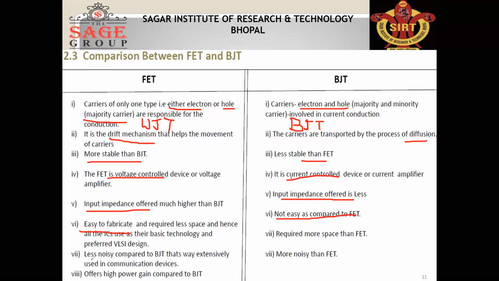FET is less noisy as compared to the BJT, but the BJT is more noisy. It produces more noise in the amplified signal. So this is the difference between the BJT and FET. These are the important features between the BJT and FET.